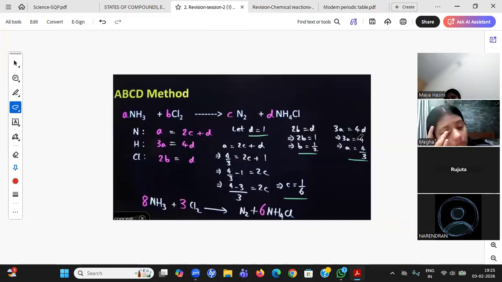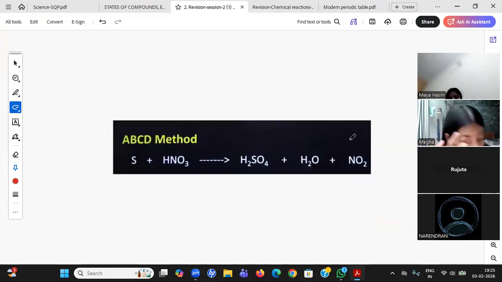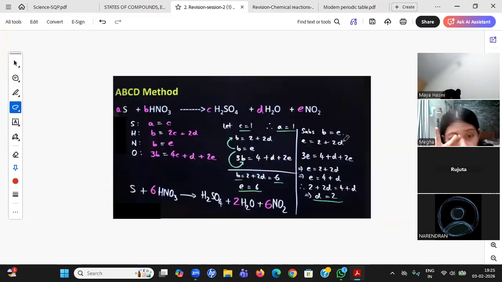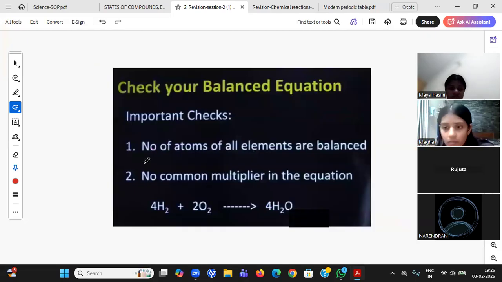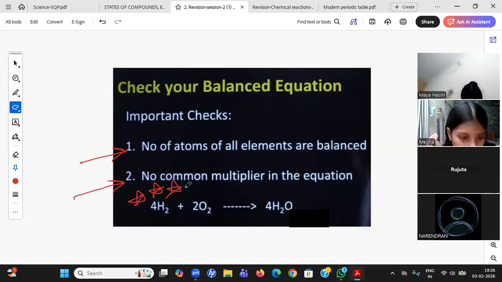Okay, so students, again I'm saying it is not mandatory that you should use this method only. You can use any method. But please see this should be final: the number of atoms of all the elements should be balanced first thing. Second, there should be no common multiplier. Very, very important. There should be no common multiplier.